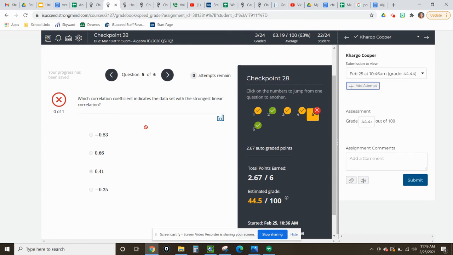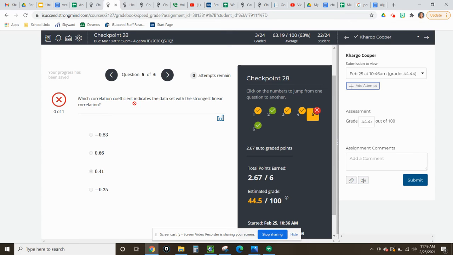So the correlation coefficient, this is talking about the stronger correlation coefficients are closer to 1 or negative 1. We're looking at the absolute value. So even though this is negative 0.83, it's still the highest absolute value out of all of these. Basically, you're looking at the 0.83, 83 hundredths being bigger than any of the rest of these.